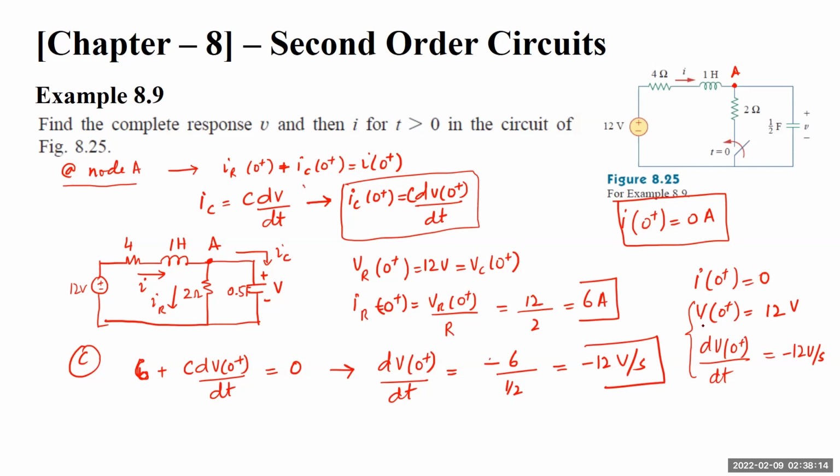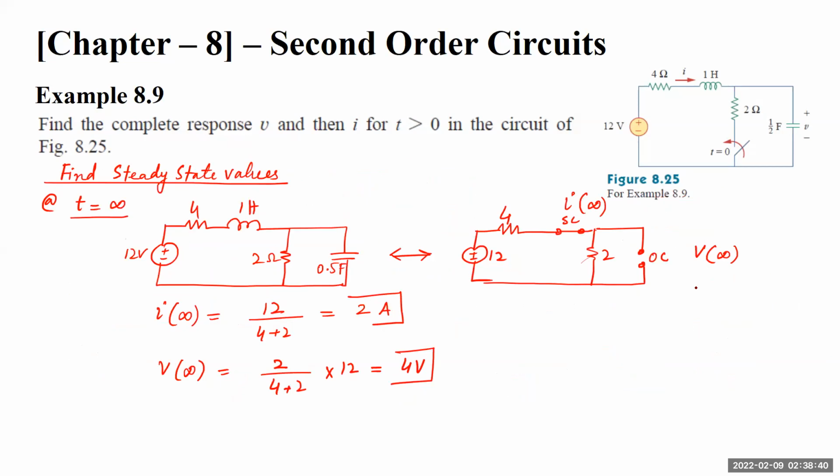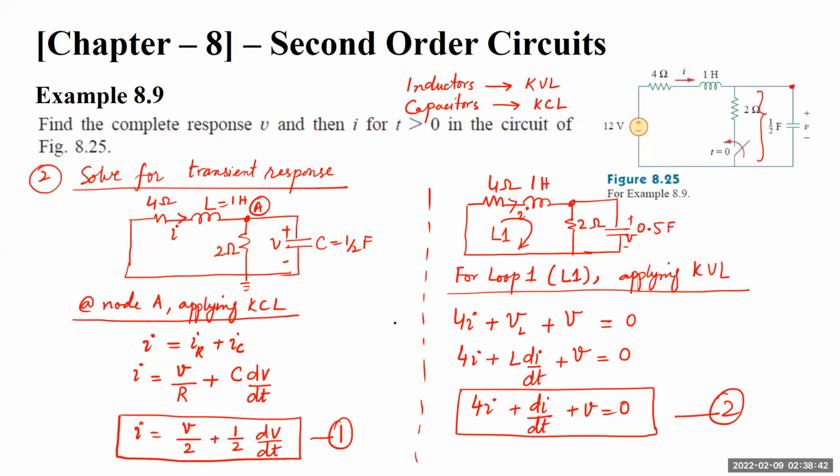So you are easily able to find the values of I naught, V naught, and dV by dt at 0. So this is more important. For voltage, you have both the initial conditions which are required to solve these equations for the final coefficients a1 and a2, or b1 and b2, whatever you want to call them. So we convert these equations into a voltage-only differential equation.